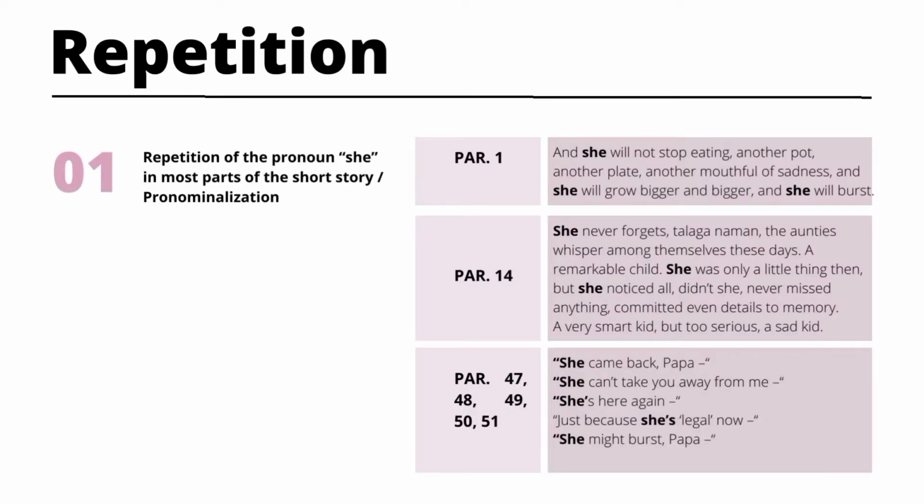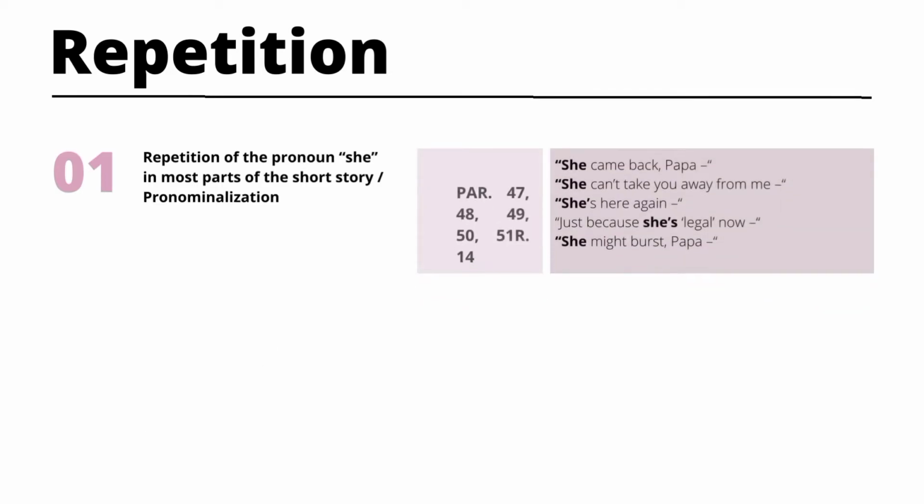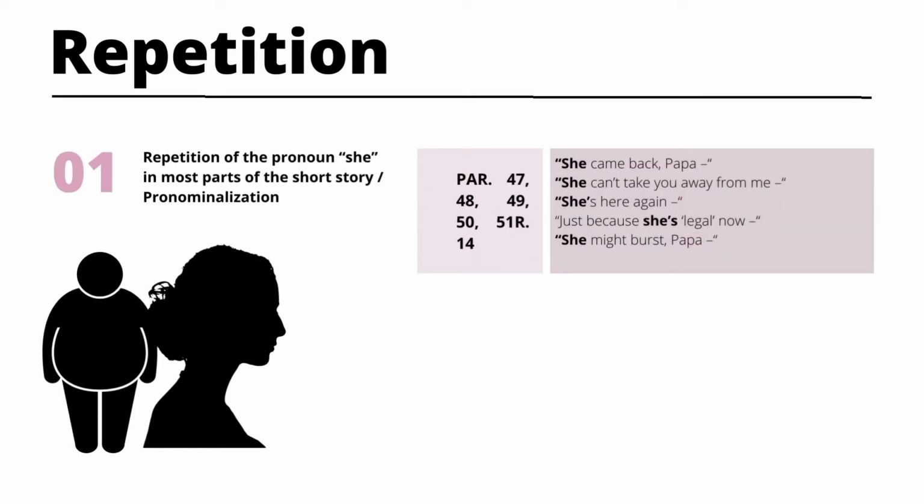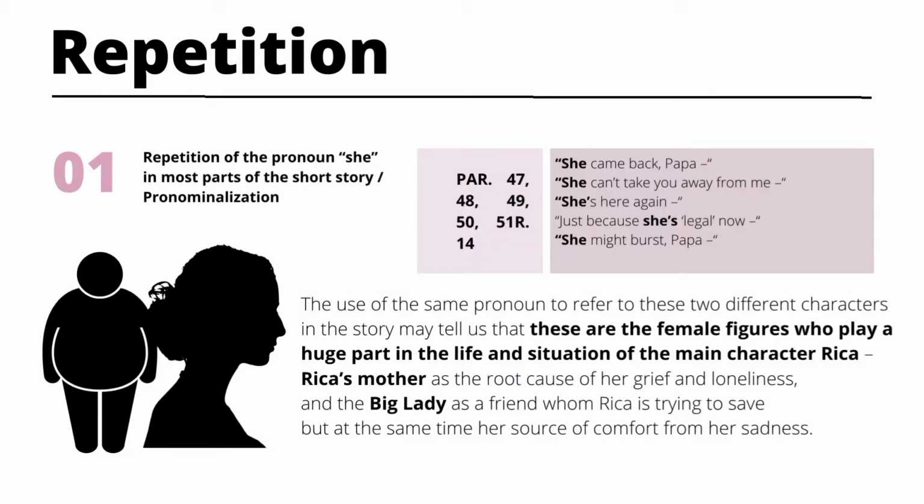In paragraphs 47 to 50, the pronoun she is used repeatedly and consistently. However, the pronoun does not refer to the same person. Rika in paragraphs 47, 49, and 51 uses she to refer to the non-existent Big Lady. Her father in paragraphs 48 and 50, on the other hand, uses the pronoun she to refer to his wife whom he resents.